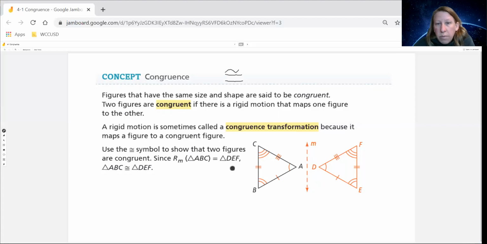Notice that triangles are made up of things that we can compare. We can compare the line segments, and we can compare the angles because triangles are made up of line segments and angles.